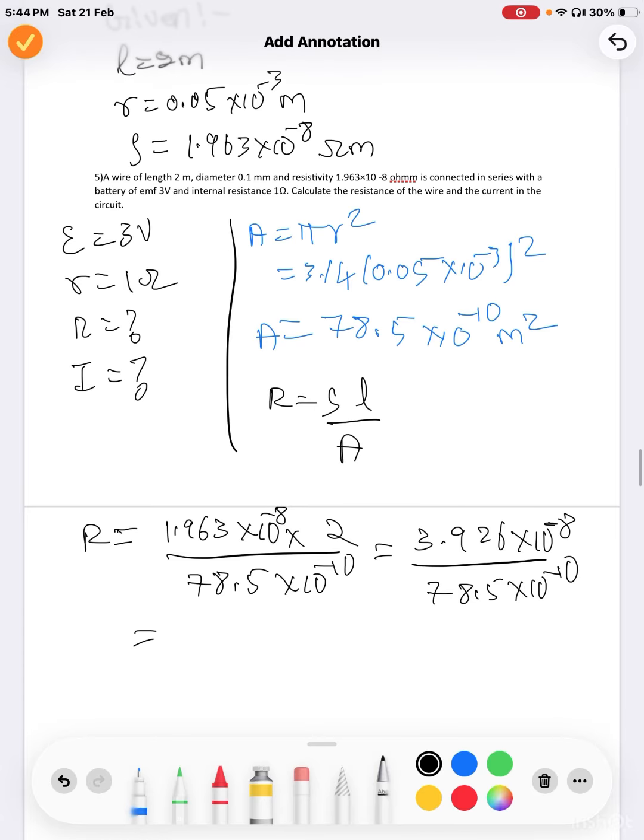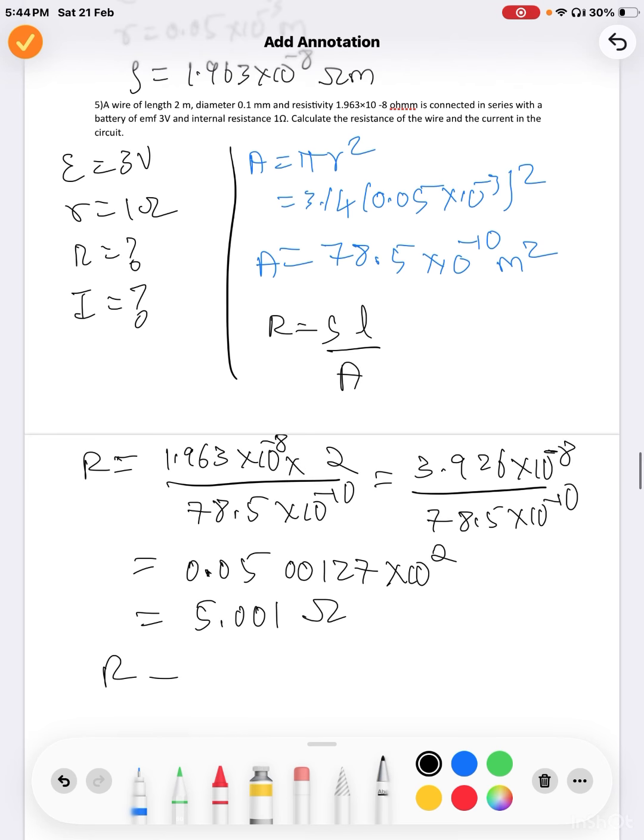So if I divide this, I'll get 0.0500127 × 10 to the power of, minus 8 plus 10 is plus 2. So if we shift the 2 points, it becomes 5.001 ohm. So approximately R equal to 5 ohm.